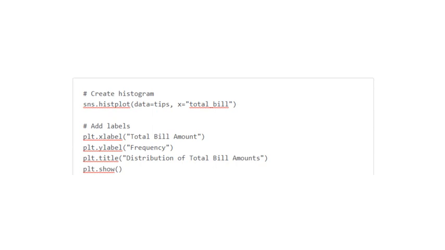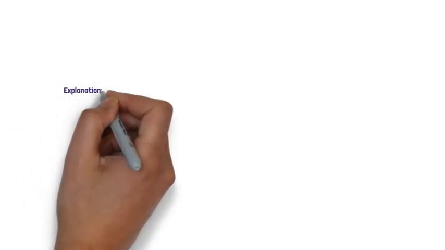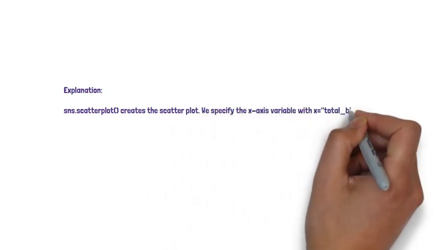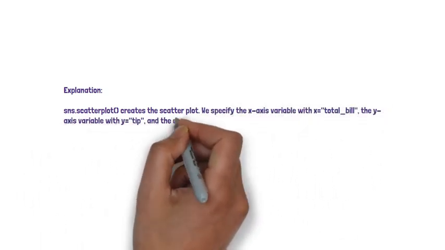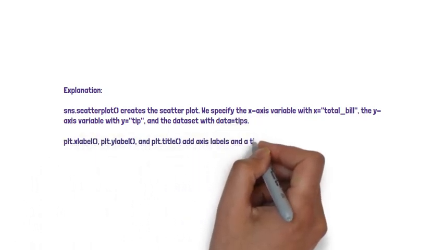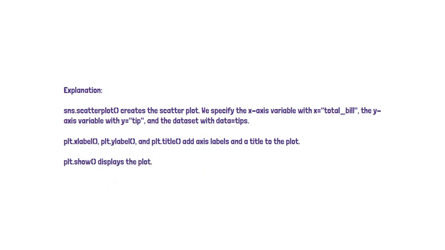plt.xlabel, plt.ylabel, and plt.title add axis labels and a title to the plot. plt.show displays the plot. That's it. These are just two examples of data plots that you can create in Python.